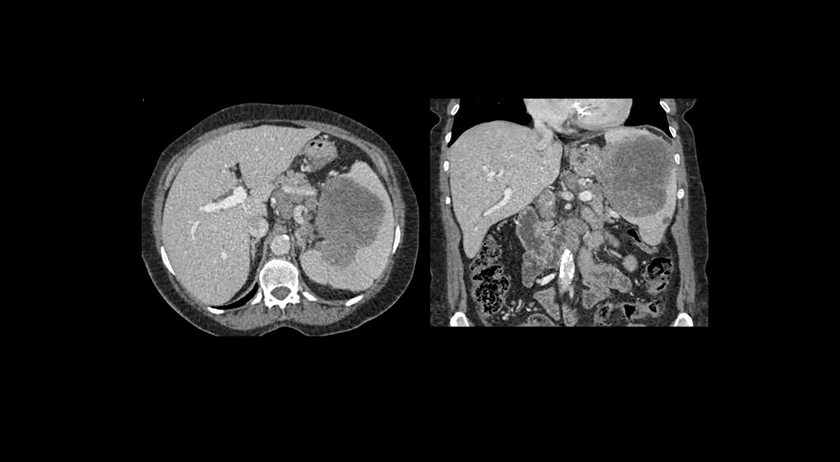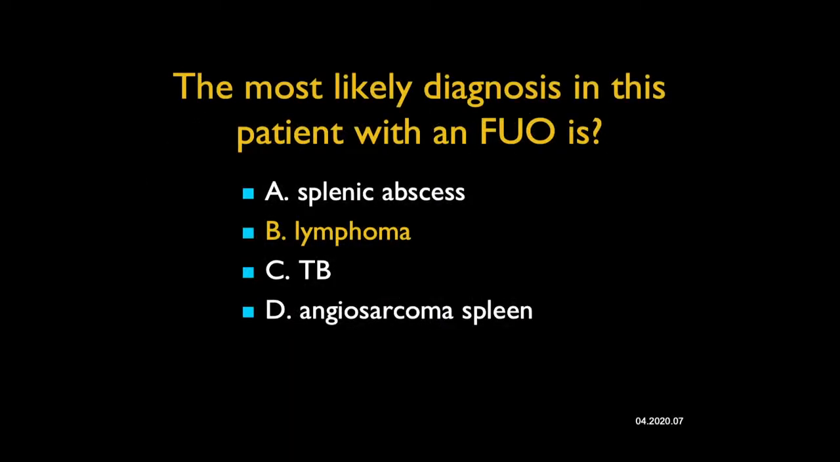TB can give you nodes, can give you splenic involvement, but not a big dominant mass. Angiosarcomas are typically more vascular, and the nodes are also vascular, and you commonly have liver involvement. And a splenic abscess, you're just not going to see a splenic abscess with such extensive adenopathy. And this was a B-cell lymphoma as well.